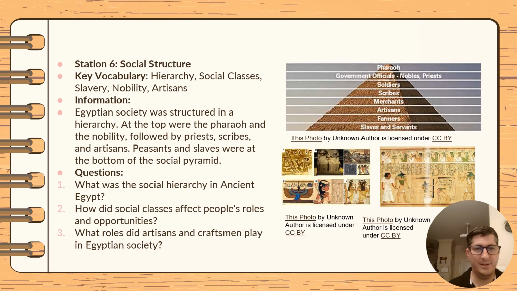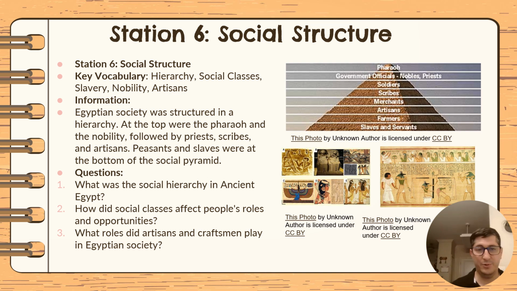And our station number 6 is going to be on social structure. Some key vocabulary being social classes, hierarchy, slavery, nobility, and artisans. Basically, at the top you have the pharaoh and nobility, then you have priests, scribes, and artisans, and on the bottom of that social pyramid are peasants and slaves. What was the social hierarchy in ancient Egypt? How did it affect people's roles and opportunities? And what roles did artisans and craftsmen play in Egyptian society?